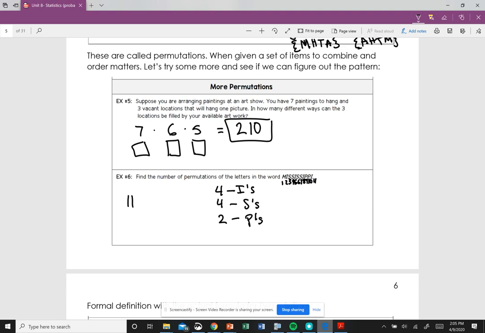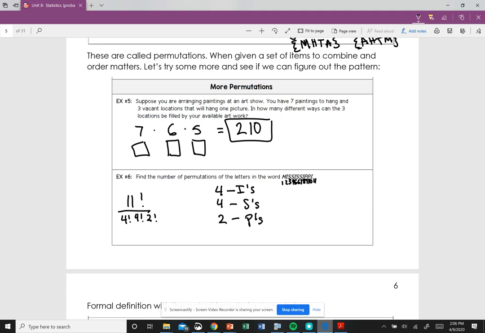So normally we would just have 11 times 10 times 9 times 8, right? We'd have 11 factorial. Well, because we have these repeats, we need to divide by something to get rid of those repeats. So the way we do that is we divide by 4 factorial, because there are 4 ways to repeat I's, and 4 factorial, because there are 4 ways to repeat S's, and 2 factorial, because there's 2 P's that can switch places and we wouldn't notice. So this is what's going to show us what happens when we have repeats.